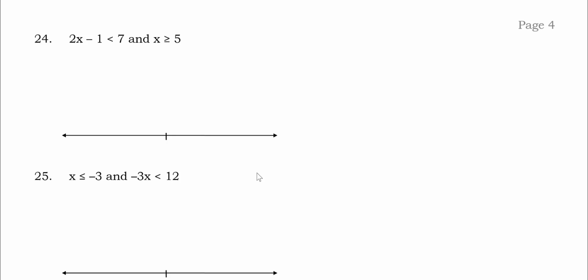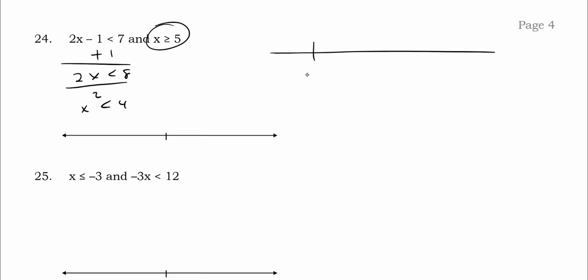It's an and problem. Remember, and means where it overlaps. You've got to remember that. And is where it overlaps. So you kind of have to do a temporary graph in order to even get the final solution here. So what I'm going to do is add 1 to both sides. So 2x is less than 8, divided by 2. So x is less than 4. And this one's already solved. So if I graph it, here is 4 and here's 5, greater than or equal to 5, and less than 4. Where does it overlap? It doesn't overlap, so this is no solution.